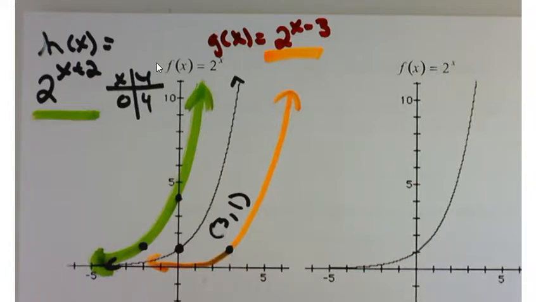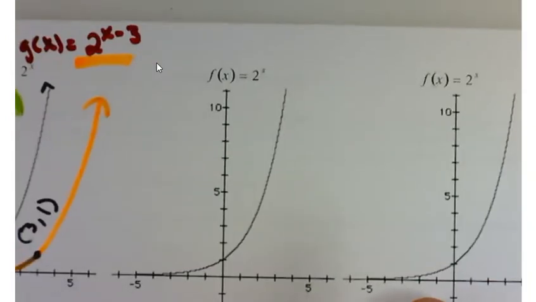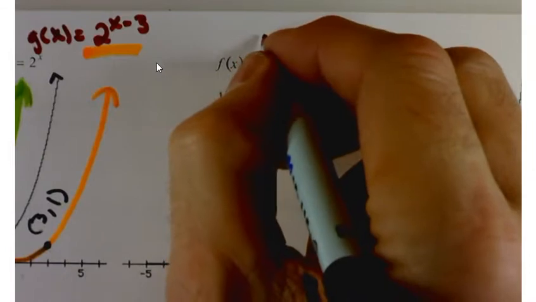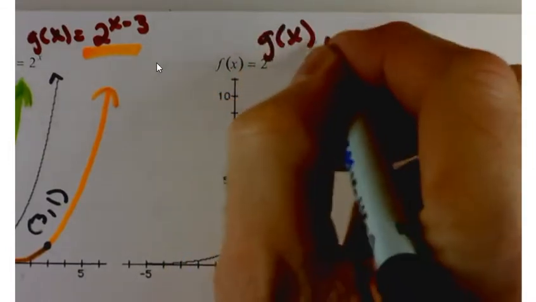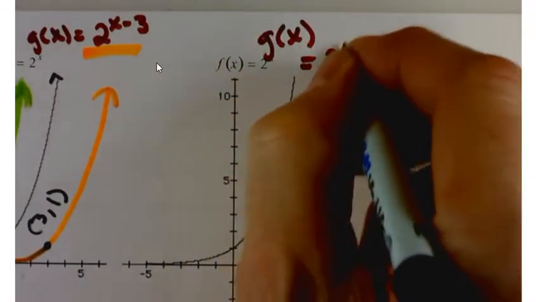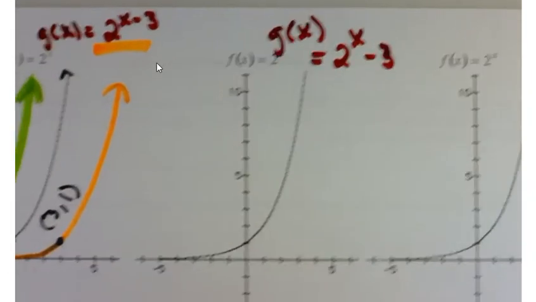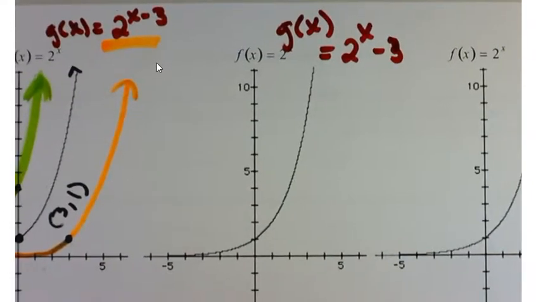Let's try some other graphs. What if I was to ask you to graph, and we're going back to g of x equals 2 to the x minus 3. Is that the same thing as we just did? No. What's the subtle difference here?